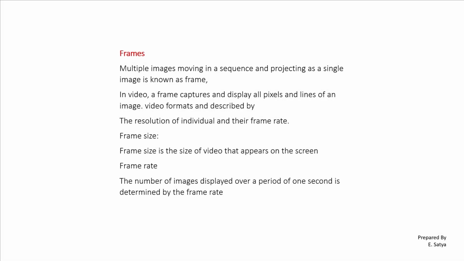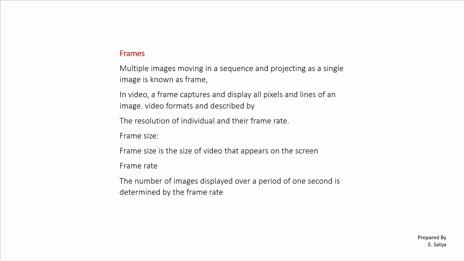Next, about frames. Multiple images moving in a sequence and projecting as a single image is known as a frame. Generally in animation or any video recording format, and in the movie industry, we observe frames, scenes, sequences, and shots. So we have to understand what frames actually are. Multiple images moving in a sequence and projecting as a single image is known as a frame.